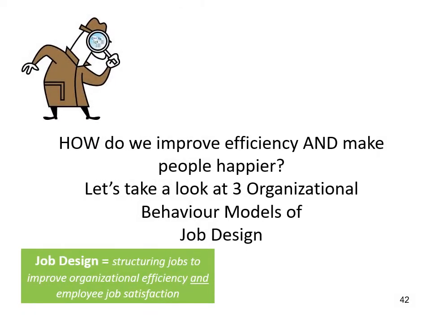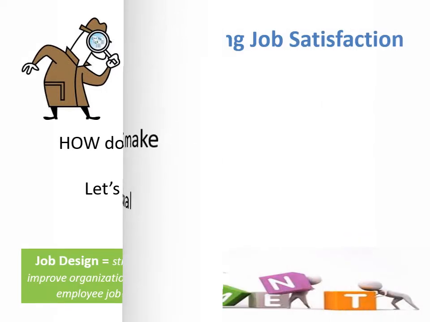So how do we think about improving efficiency and making people happier? Let's take a look at three organizational behavior models of job design. If you're wondering where we're going with this, there are three different models that talk about how to improve job efficiency and make people happier. These are organizational behavior models that have taken a look at this and studied this.